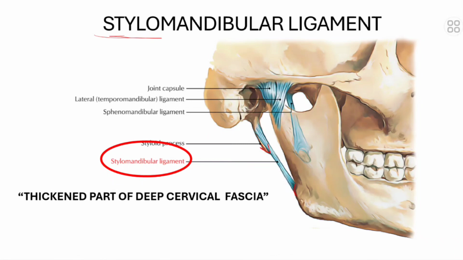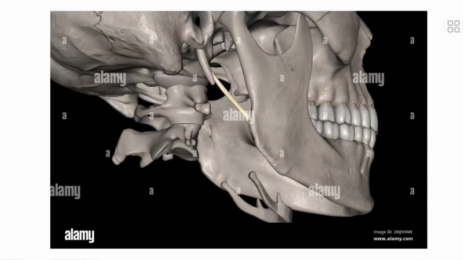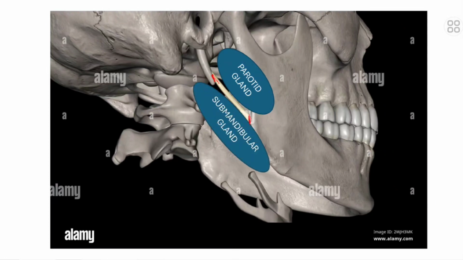So what is the stylomandibular ligament? It is a thickened part of the deep cervical fascia. The stylomandibular ligament itself is a thickened part of the deep cervical fascia. So this is the stylomandibular ligament. It originates from the styloid process and gets inserted into the ramus of the mandible. This stylomandibular ligament divides the parotid gland from the submandibular gland.